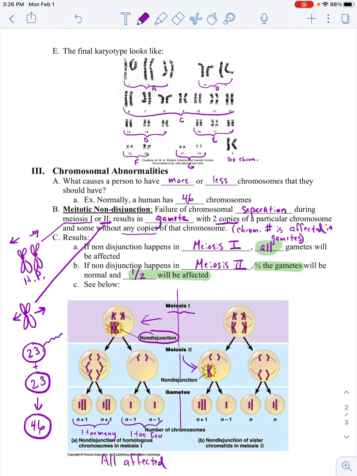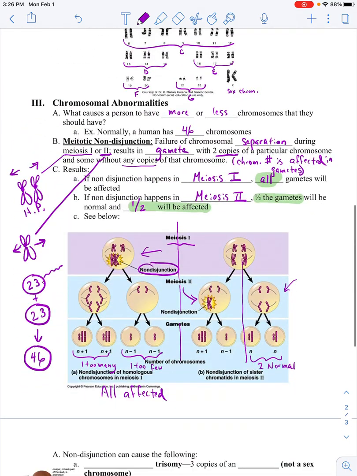If you have non-disjunction happening in meiosis 2, well, half of your gametes are still going to come out normal. So you're going to have 2 gametes that are normal and 2 gametes that are affected. 1 gamete is going to have 1 too many. 1 gamete's going to have 1 too few.